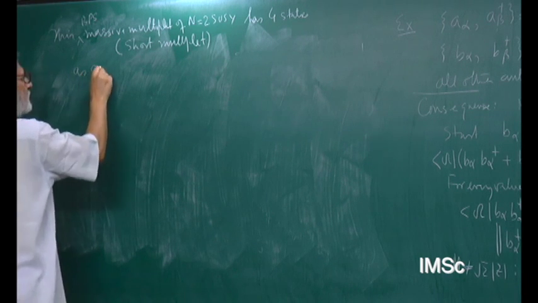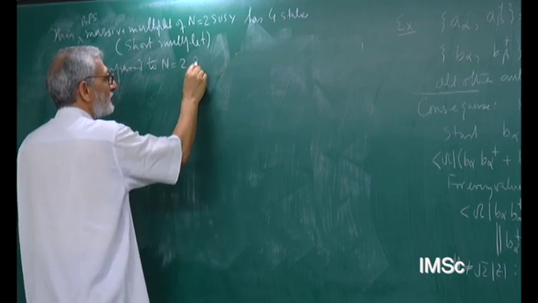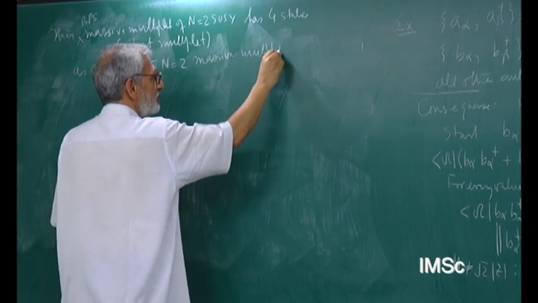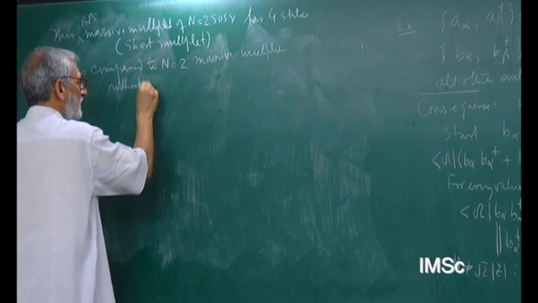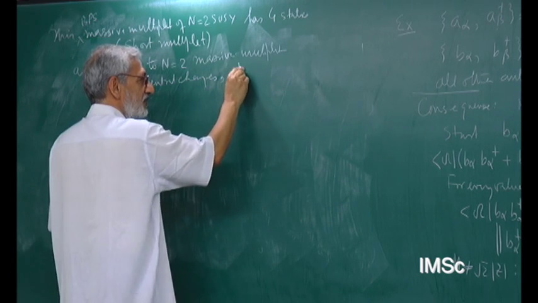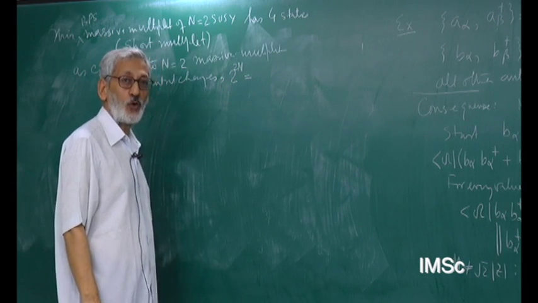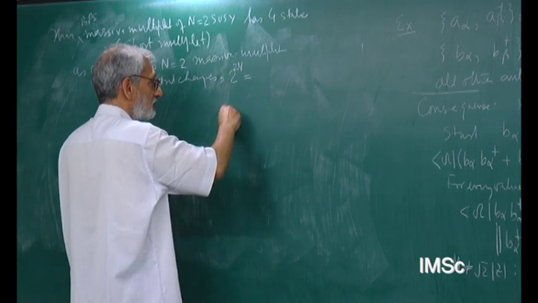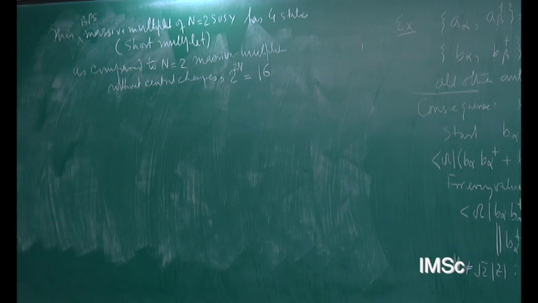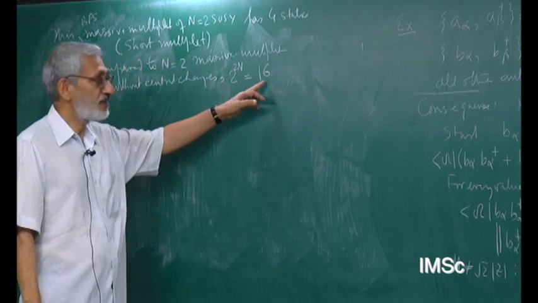As compared to N equal to 2 massive multiplet without central charges, which has dimension 2 to the 2n, that is, for n equal to 2, 2 to the 4, that's 16. So, the massive multiplet without central charges has 16 components.